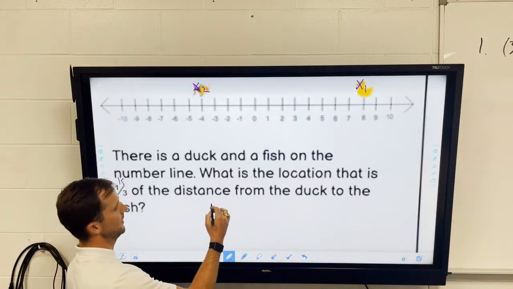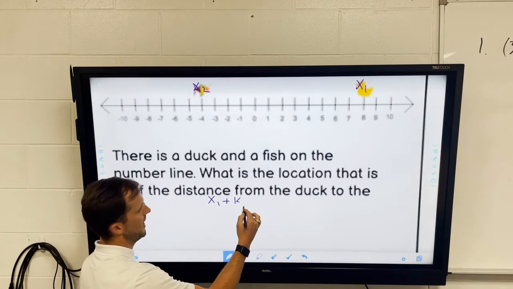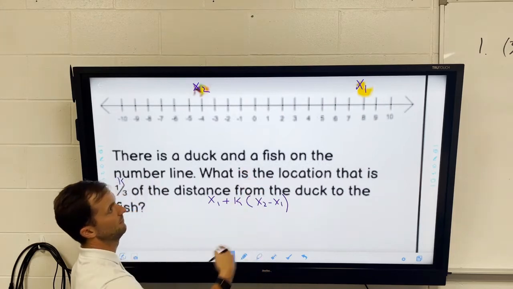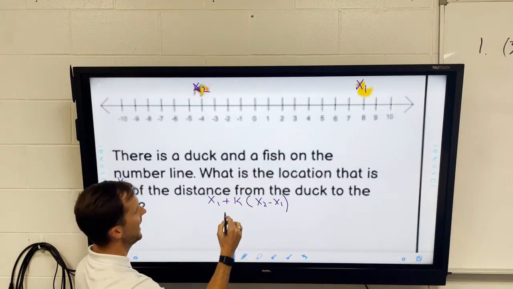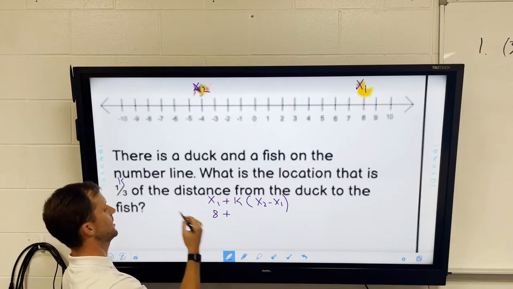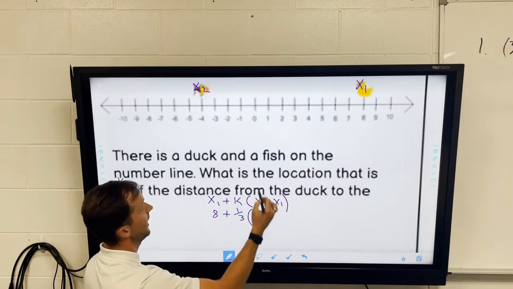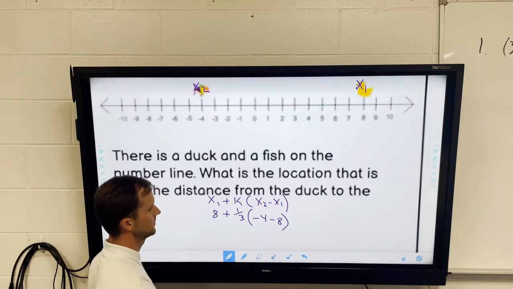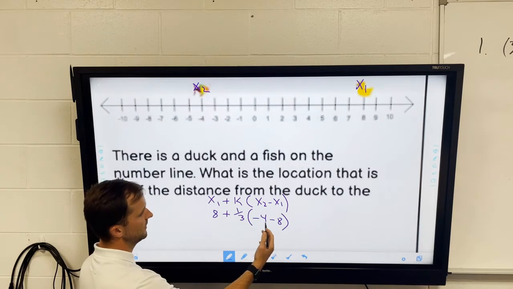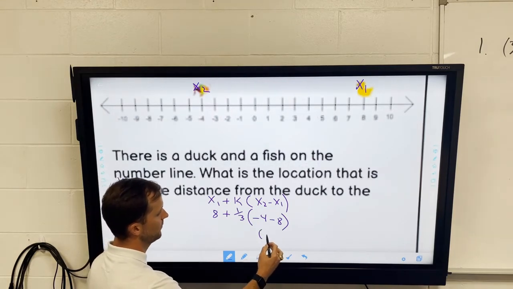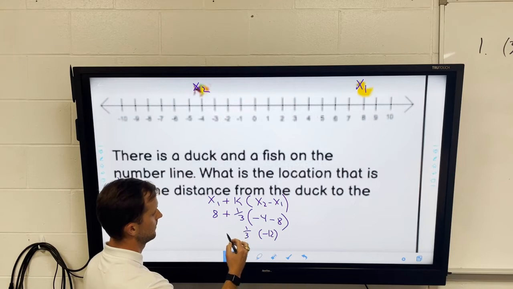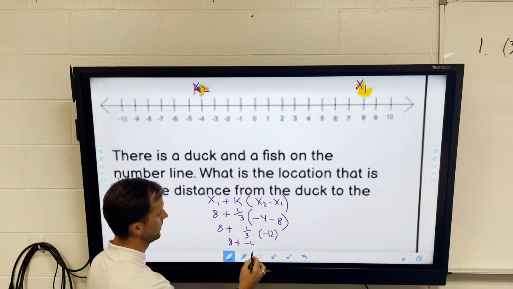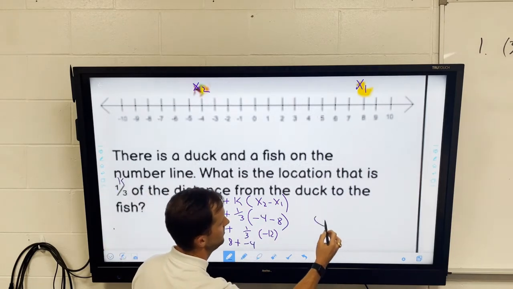So I know my formula is x1 plus k, and then I'm multiplying that by x2 minus x1, and I'm just going to plug that info in. So my x1 is going to be 8, that's my starting point. My fraction is going to be 1/3. x2 is going to be -4, and then I'm subtracting my x1, which is 8. So literally I just have to solve here. So -4 minus 8 is going to be -12. 1/3 of -12 is actually going to give me -4. 8 plus -4 is actually going to be 4.